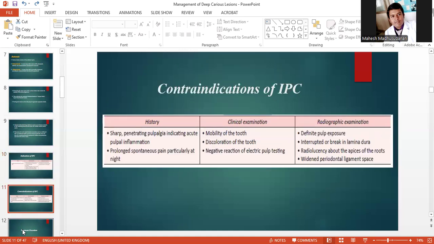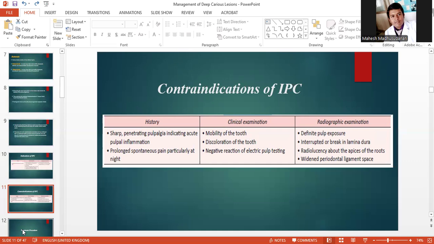Similarly, contraindications include, in case of history, sharp penetrating pulpalgia indicating acute pulpal inflammation and prolonged spontaneous pain, particularly at night. Clinical examination: mobility of the tooth, discoloration of tooth, and negative reaction on electric pulp testing. And on radiographic examination: definite pulp exposure, interrupted or break in lamina dura, radiolucency about the apices of roots, and widened periodontal ligament space.